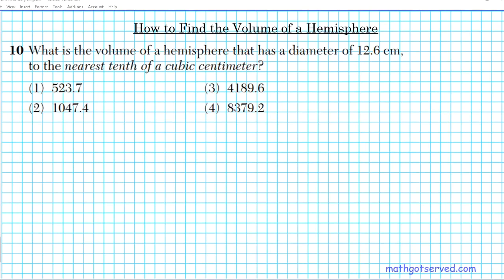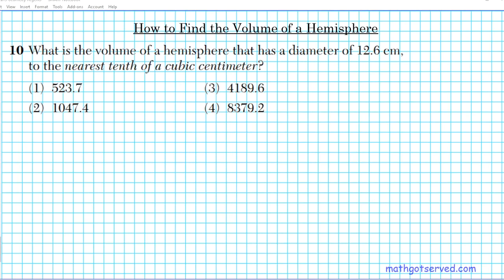All right, let's take a look at question 10. In question 10, we're going to be assessed on how to find the volume of a hemisphere. So question 10 reads, what is the volume of the hemisphere that has a diameter of 12.6 centimeters to the nearest tenth of a cubic centimeter?